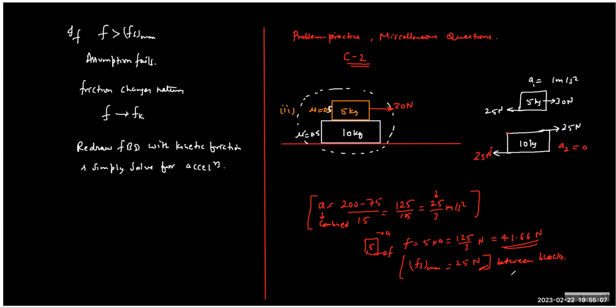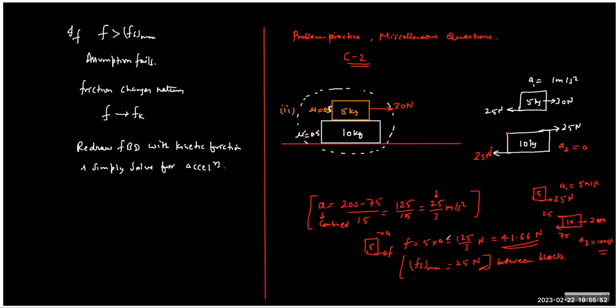So if they will not move together, they will move separately. And if they move separately, you have to draw the FBD of each block separately and solve it. Because in that case, the friction is kinetic friction, which we know the formula. So what will be the answer for 5 kg? 5 kg will experience 25 Newton, so A1 will be 5 meter per second square. And for 10 kg, it is 200 minus 100, which is 100, by 10 is 10.